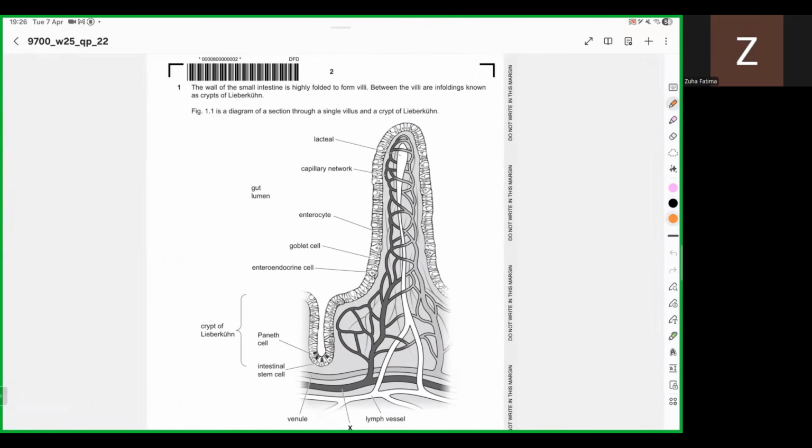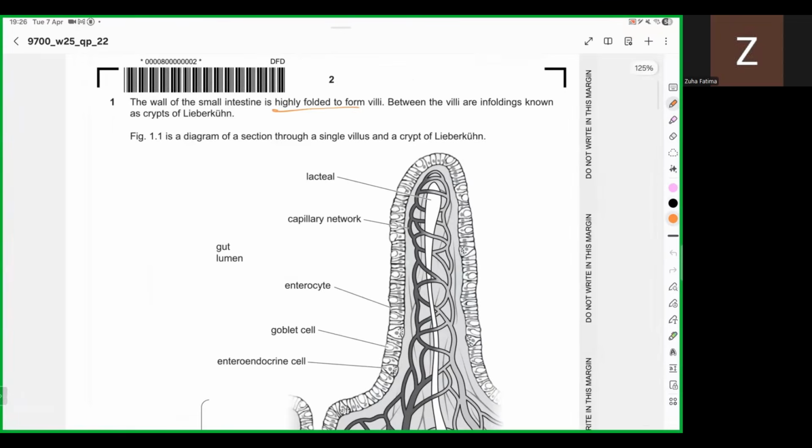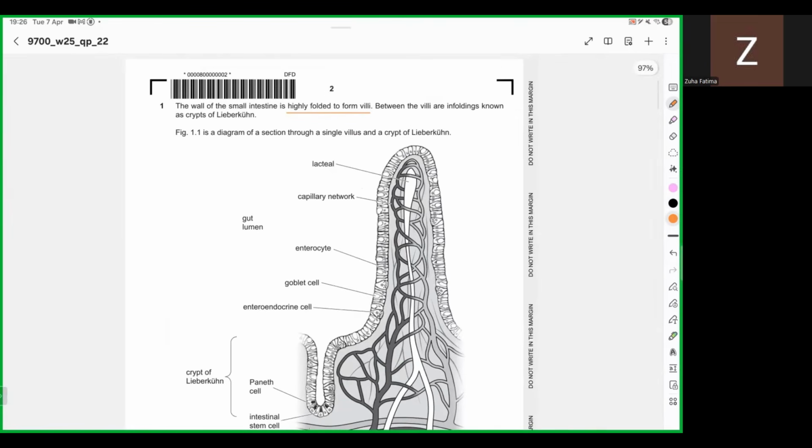The wall of the small intestine is highly folded to form villi. Between the villi are enfoldings known as crypts of Lieberkühn. So over here we see enfoldings. They are basically known as the crypts of Lieberkühn. Figure 1.1 is a diagram of a section through a single villus and a crypt of Lieberkühn.